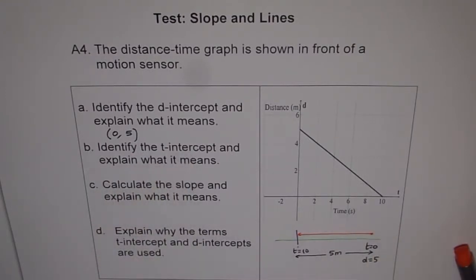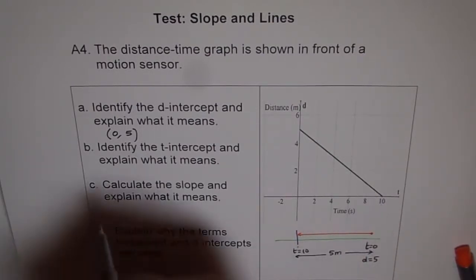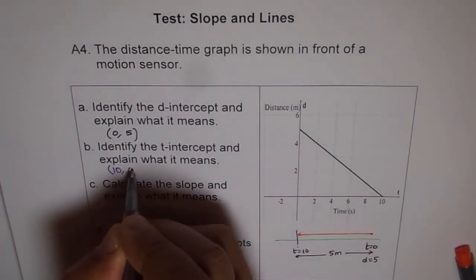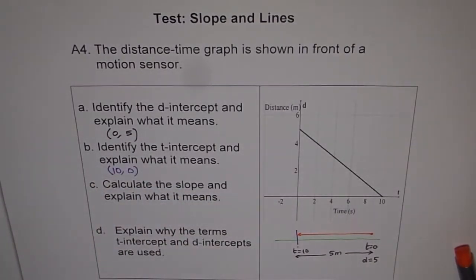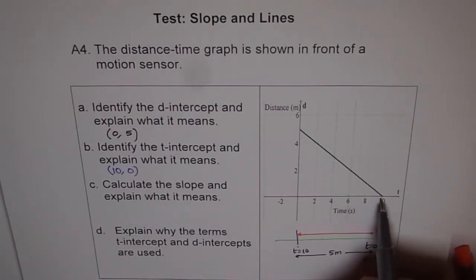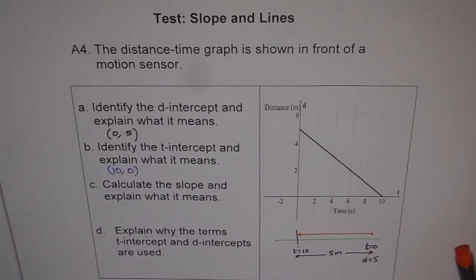Identify the t-intercept. The t-intercept for us is this point, which is (10, 0). So I'll write the t-intercept as (10, 0). Explain what it means. The t-intercept means when the distance was 0. Do you see? Distance is 0. So it means that after 10 seconds, the object was at the motion sensor. So initially it started 5 meters away, and after 10 seconds it reached the motion sensor. This is what it means.